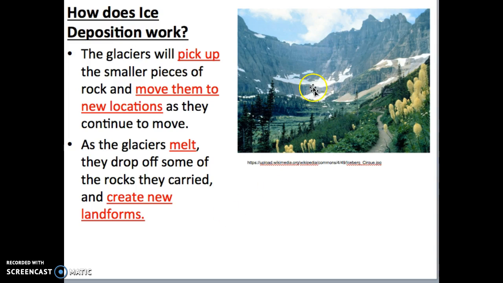Ice deposition happens when those glaciers eventually will melt off, and when it melts, it sometimes will drop off some of the rocks that it carried, and it could also leave behind new landforms. And over time, that can provide a new habitat for different organisms. Like in this picture, this area was created by a glacier, and over many years, this is now inhabited by new organisms.